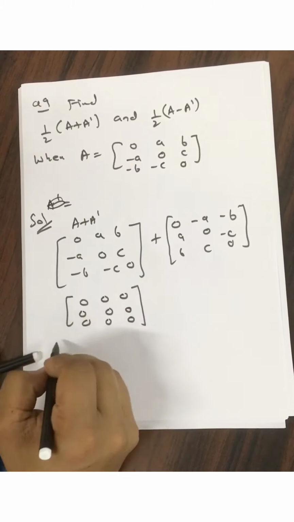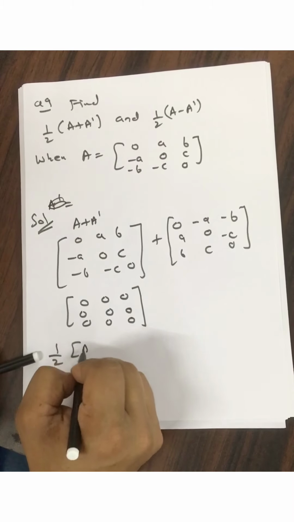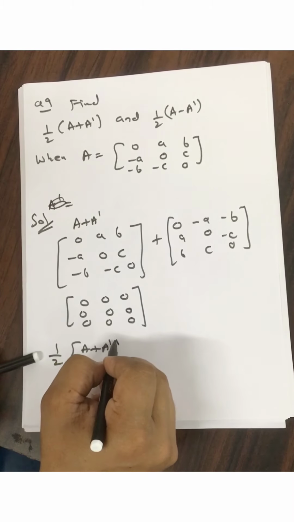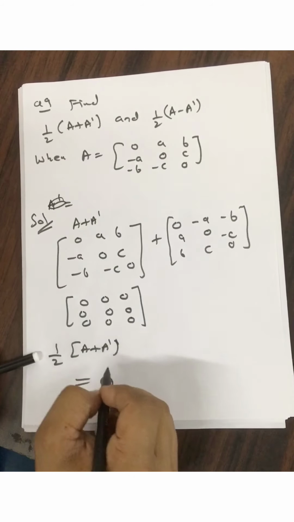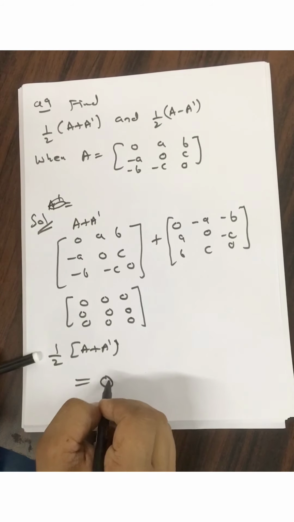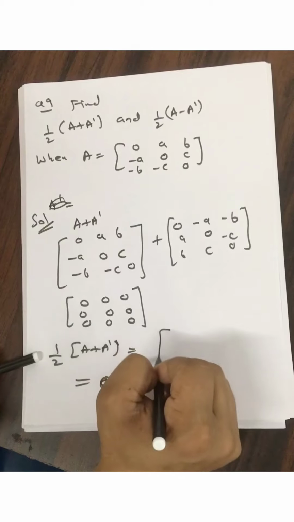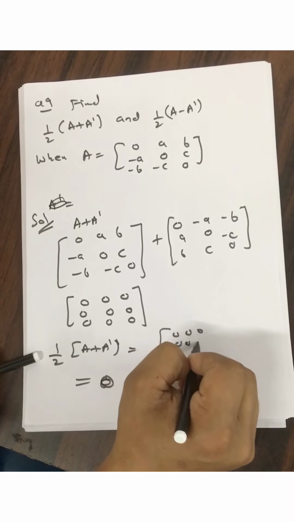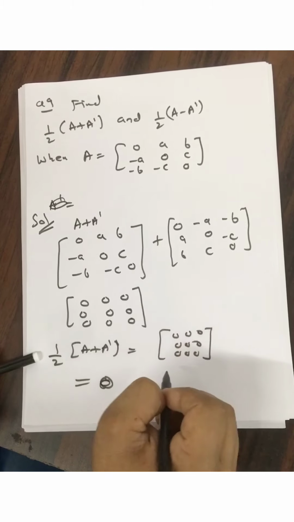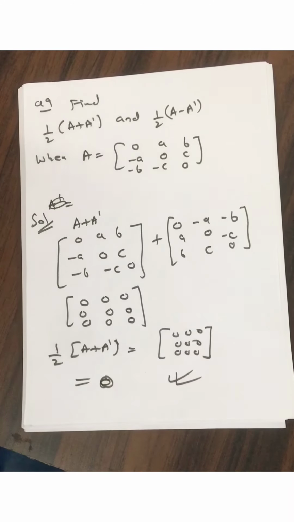And when we find half of this, A plus A dash, that also remains 0. This is the same zero matrix, all entries 0. Got it? First answer.